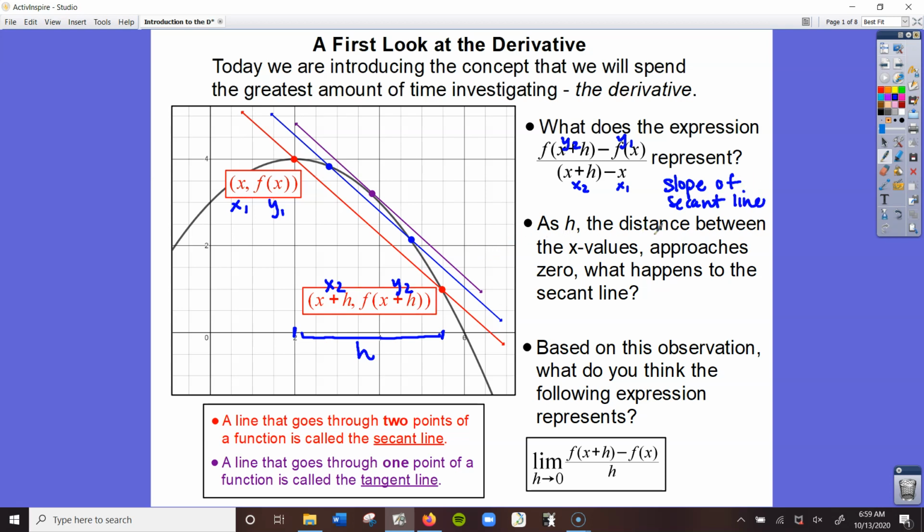Now, as h, which is the distance between the x values, approaches 0, what happens to the secant line? Well, if you look at the blue, these two lines, this line and the two dots are getting closer together, meaning that h value is decreasing. If I continue to decrease h, and as h is approaching 0, we end up with what's called a tangent line, which is a line that passes through exactly 1 point on your function. So as h approaches 0, the secant line becomes the tangent line.